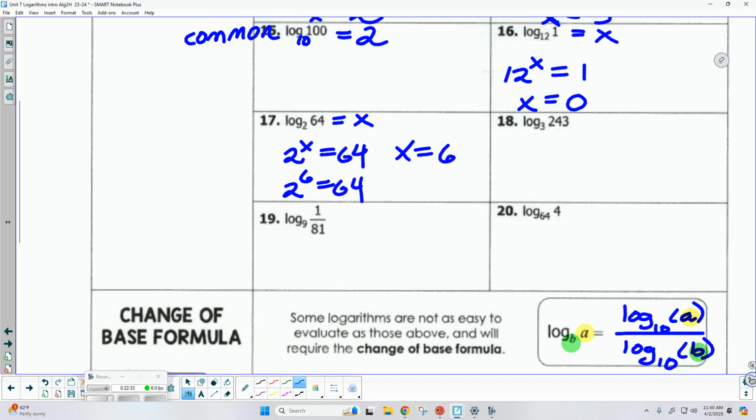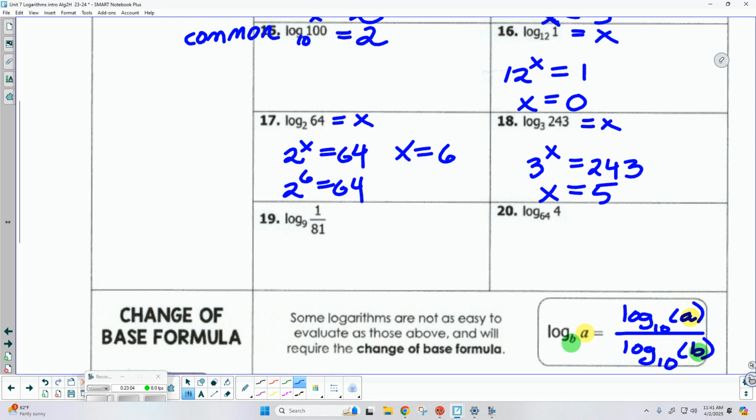All right, let's try number 18. Log base 3 of 243. So basically, we're asking ourselves 3 raised to what power is 243? Okay, 3 to the 5th? Not quite. Oh, I'm sorry, I was looking at the wrong answer. Yes. 3 to the 5th. I was just messing around to see if y'all were paying attention. And obviously you were.